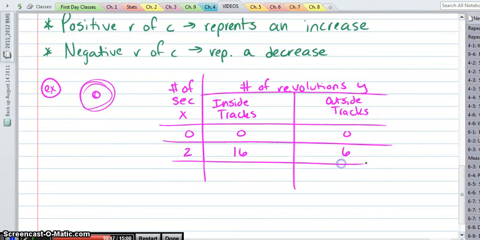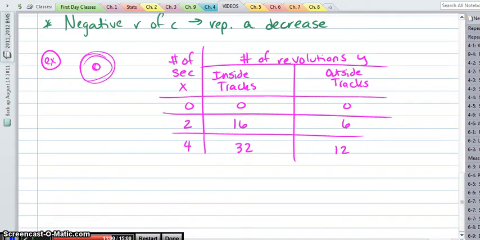Let me add one more level to this. So 4 seconds. It will be 32 revolutions for the inside tracks and 12 revolutions for the outside tracks. Okay, so my question is, what happens when we compare these rates of change? Do they have the same rate of change or do they not? Well, we already said that the CD spins faster for the inside tracks than it does for the outside tracks. So most likely the rates of change are not the same. So how do we set this up?